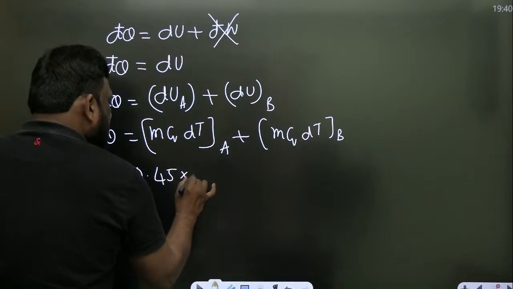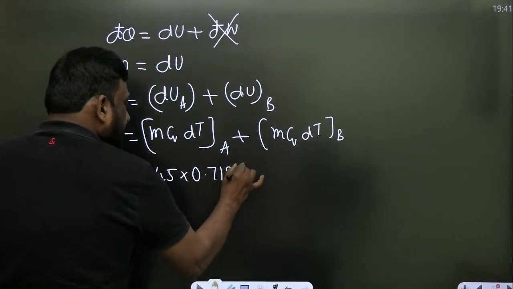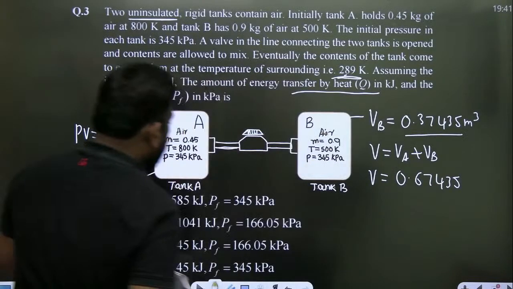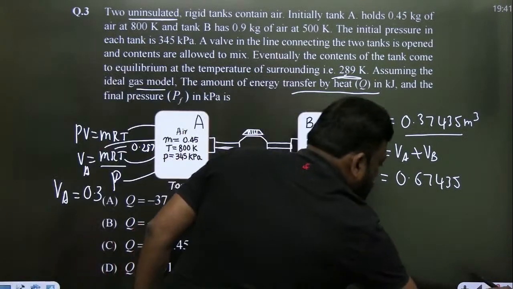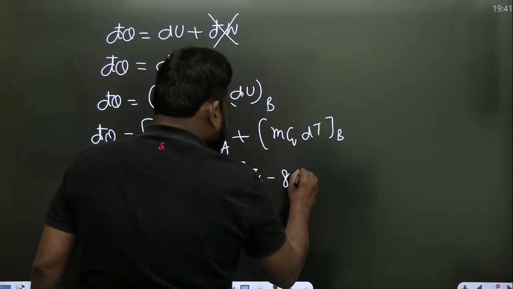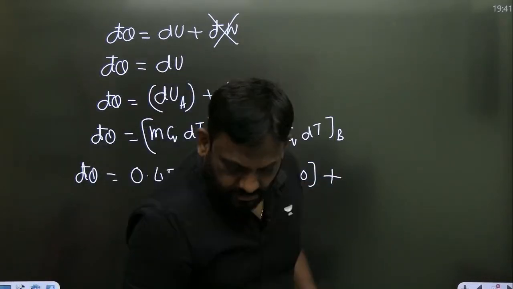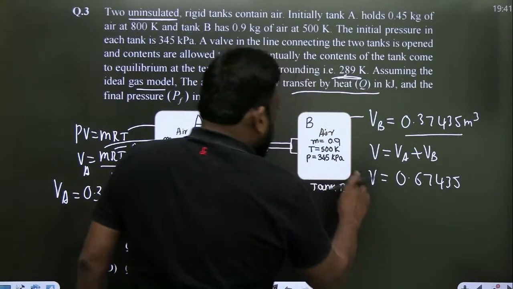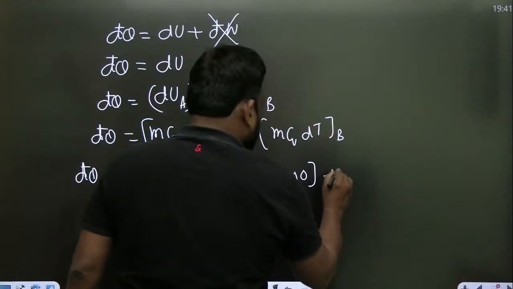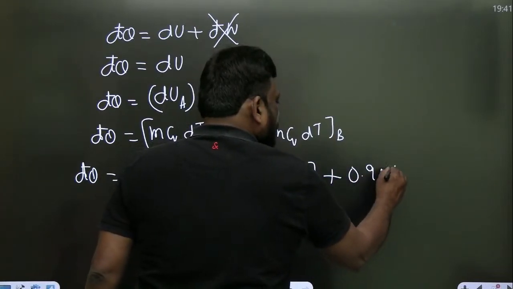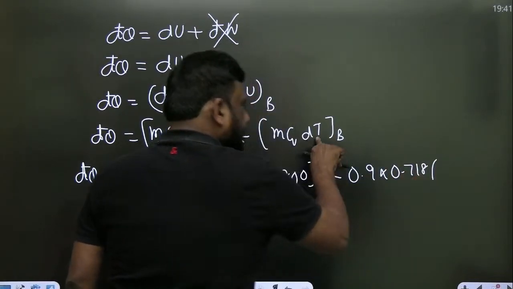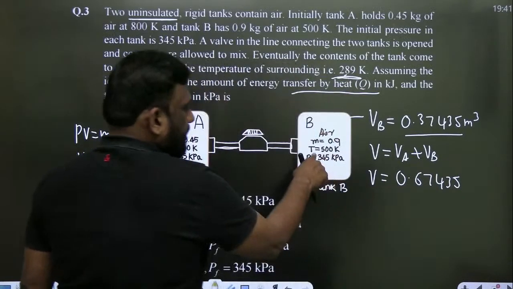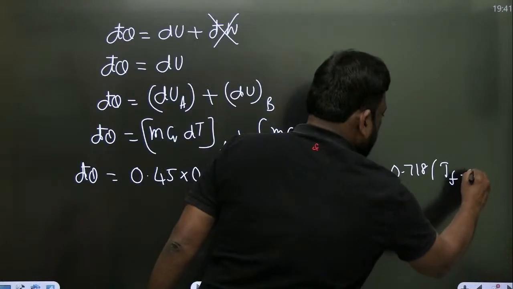What is CV? Air के लिए 0.718. Change in temperature. Final minus initial. What is the initial temperature in tank A? 800. So this is 800. Excellent sir. Plus. What is the mass in the right side? इधर देखो. Mass in the right side 0.9. It is 0.9. And what is CV for air? 0.718 into delta T. What is delta T? Final minus initial. What is the initial temperature? It is 500. So it is 500.